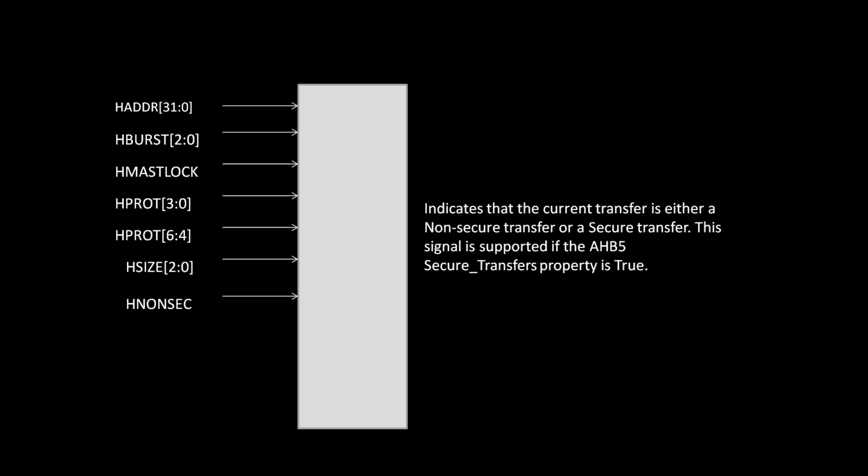HNONSEC. Indicates that the current transfer is either a non-secure transfer or a secure transfer. This signal is supported if the AHB5 secure transfers property is true.